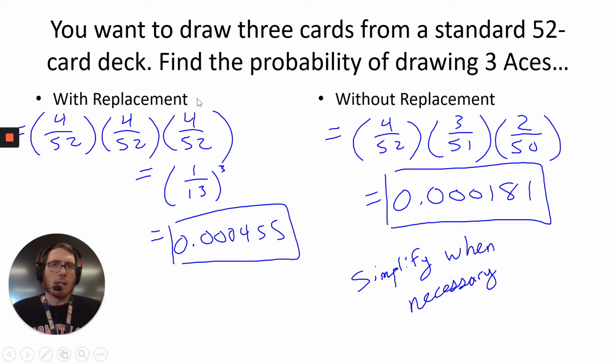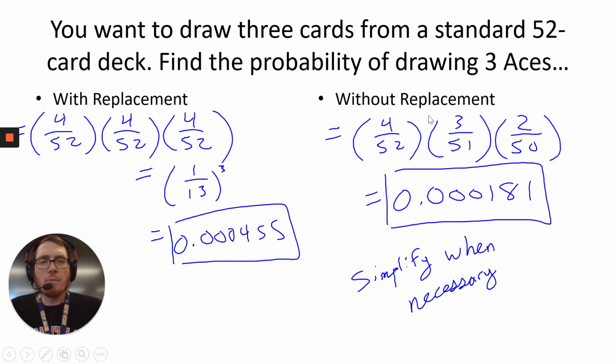The only reason I said 1 out of 13 is I simplified 4 over 52, and then I raised it to the third because that's multiplying a number by itself 3 times. I get 0.000455. And so that's 3 significant digits there. So typically in these scenarios, when the decimals get really small, it's probably 3 numbers after the zero. So that's 3 significant digits, something to keep track of there.